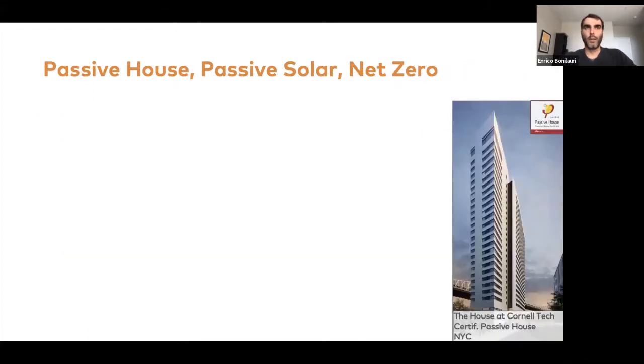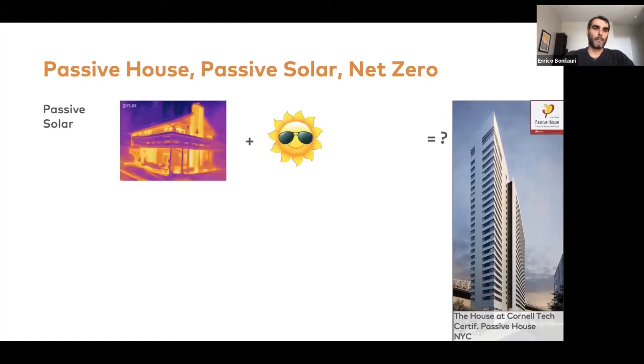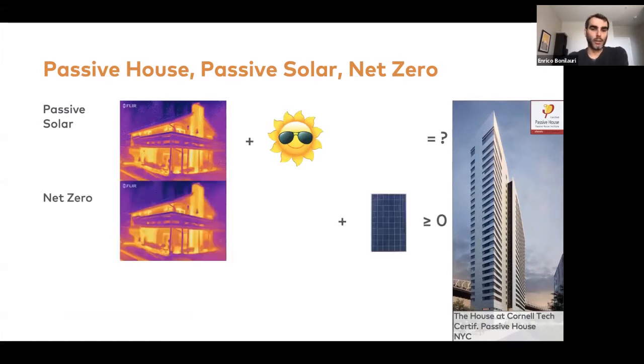Especially working in Colorado, there's quite a bit of confusion between passive house, passive solar, and net zero. Passive solar is a movement started in the 70s that was trying to integrate more passive solar gains in the building by means of large extensions of glass and thermal mass. And more recently, net zero is a set of goals that allow you to offset the energy that your building consumes over a year. And if the energy that you produce over a year is greater than or equal to the one that you consume, then you can call your building net zero.